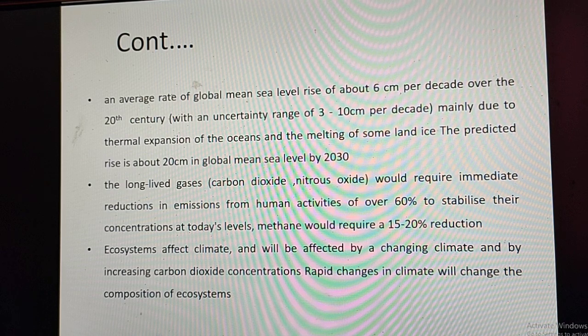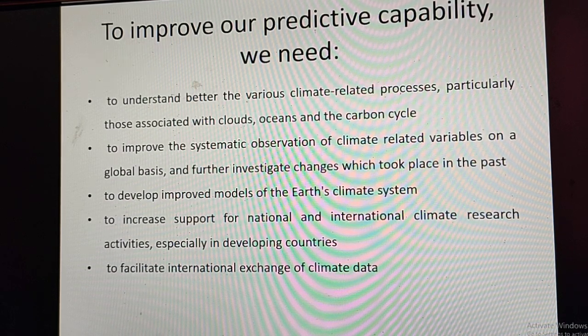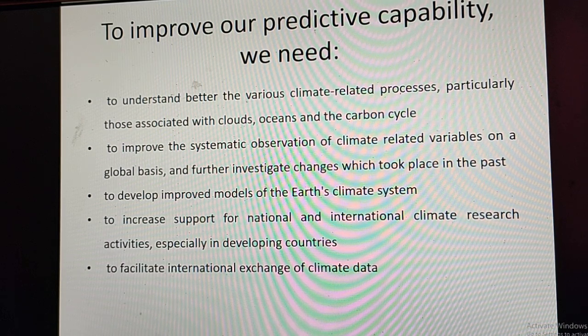Rapid changes in climate will change the composition of the ecosystem. So we have to improve our predictive capability. We need to better understand the various climate related processes such as ocean circulation, wind circulation, and thermal expansion processes, particularly those associated with clouds, oceans, and the carbon cycle.